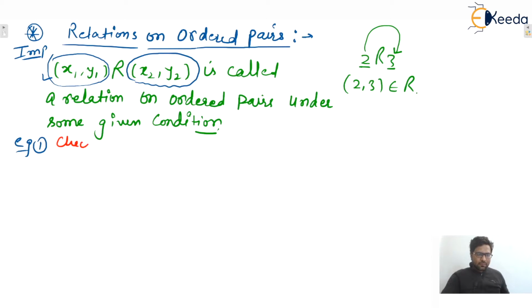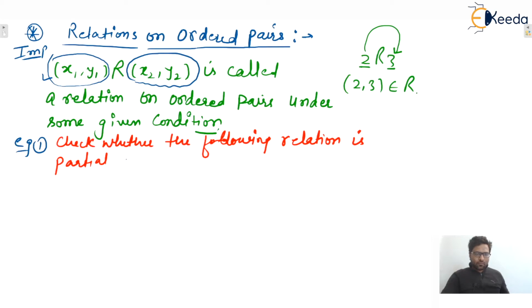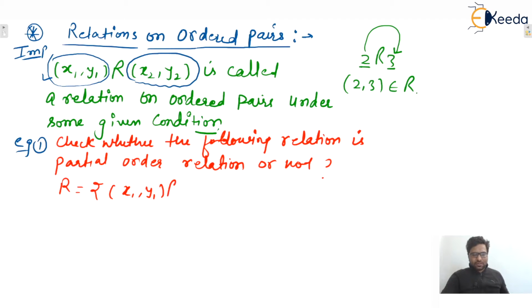Check whether the following relation is a partial order relation or not. The given relation is this one, where x1 comma y1 is related to x2 comma y2 such that x1 is less than or equal to x2, or y1 is less than or equal to y2.